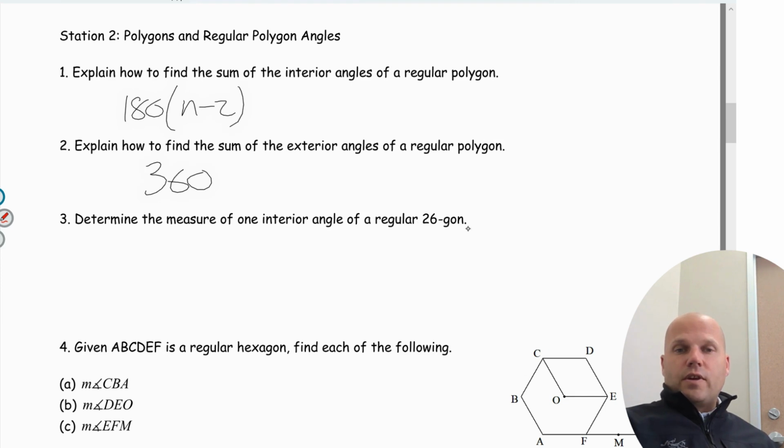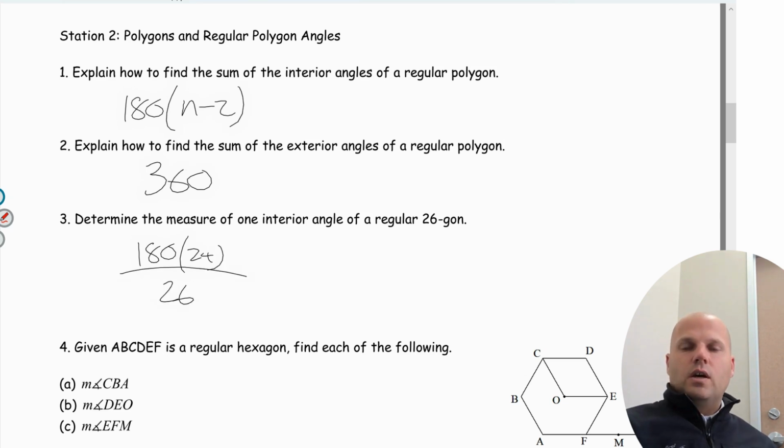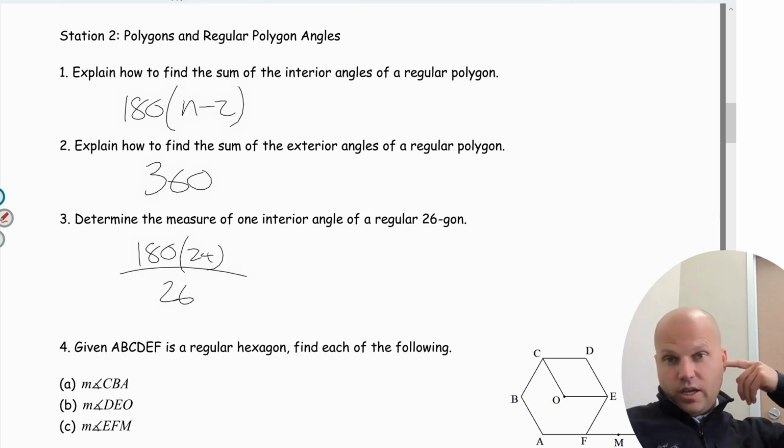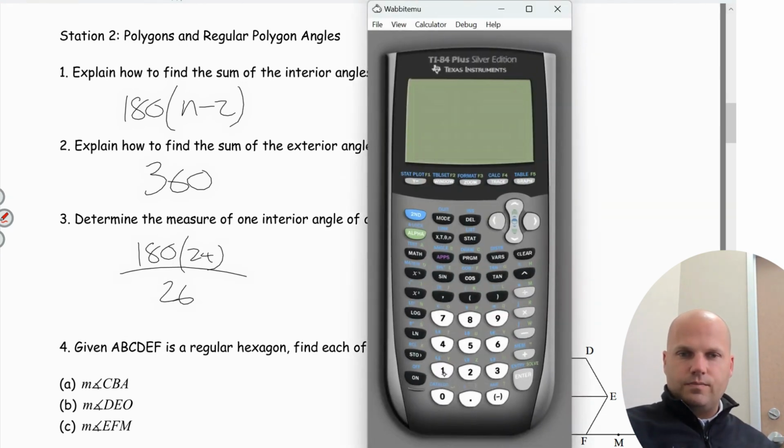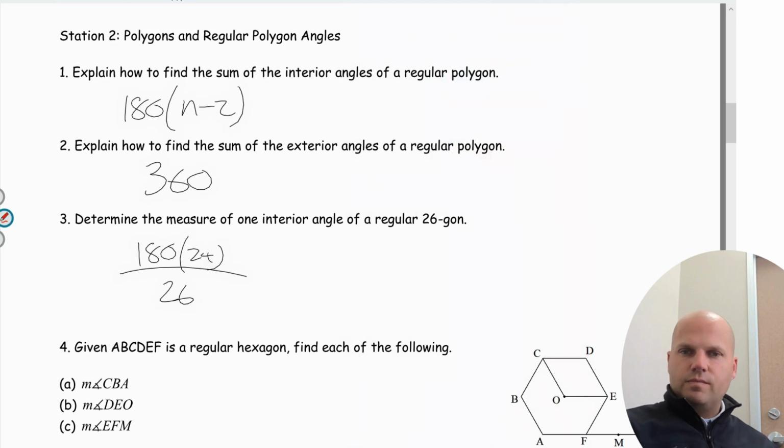One interior angle of a regular 26-gon. Well, I'd have 24 triangles. So 24 180s divided by 26 would give me my answer. If you don't feel comfortable with this, then you can do it. 166.153.